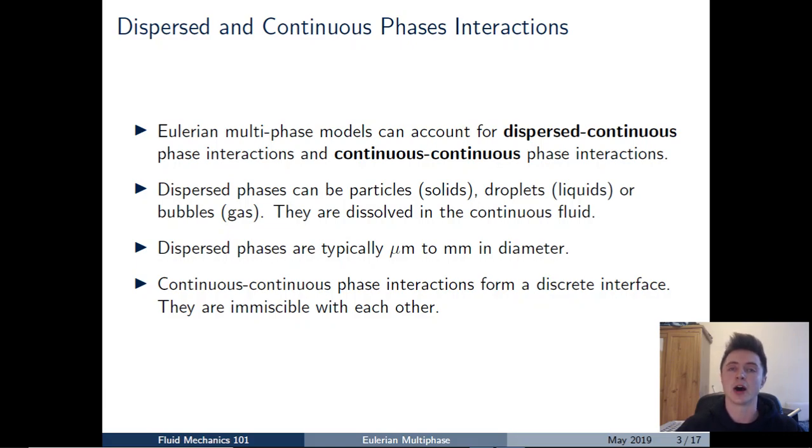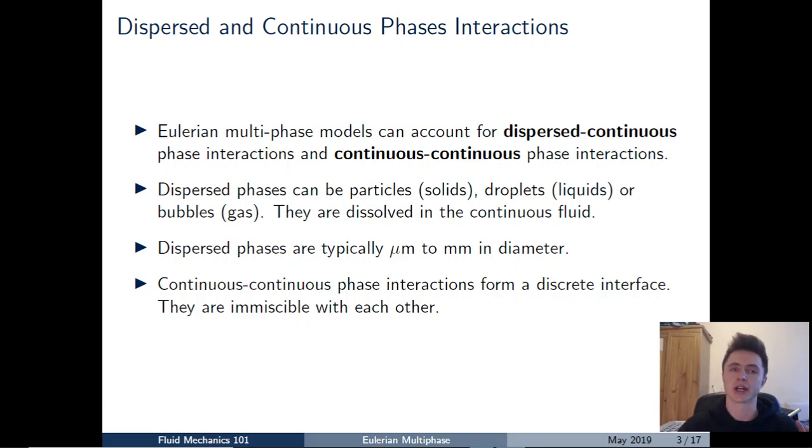Now, in contrast to that, a continuous phase interaction occurs when two phases form a discrete interface between them, an interface that we can see. And this may occur with water and air, for example, or water and oil. And really, in a continuous phase interaction, we are interested in the location and the motion of that interface between the two phases. And for those interactions, the phases are typically immiscible in each other, meaning that they don't mix.